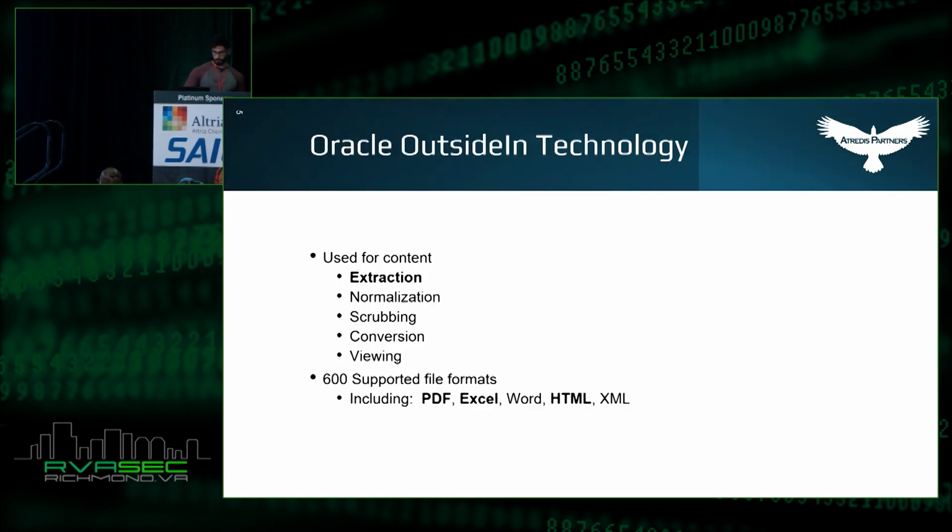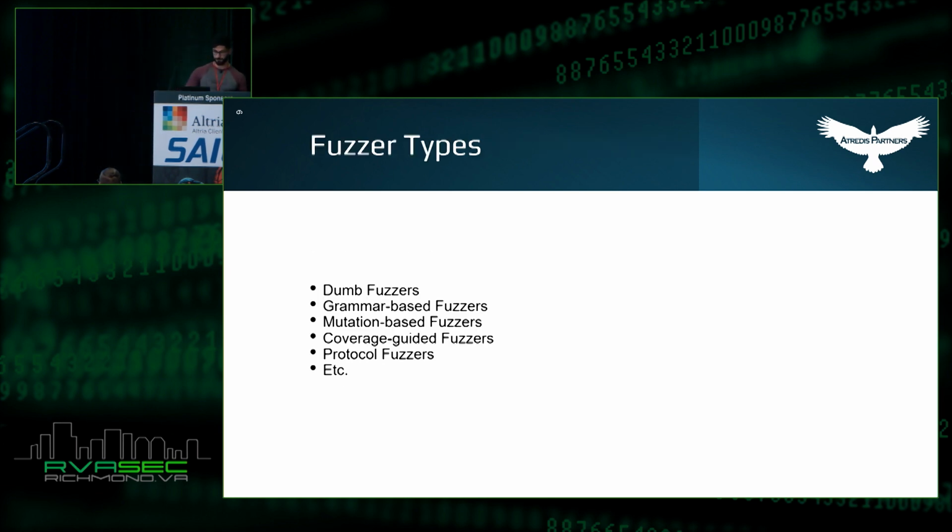A little more about Oracle Outside In. It's used for content extraction, normalization, scrubbing, conversion, and viewing. It supports over 600 file formats, so it's very complex. And these file formats include PDF, Excel, Word, HTML, and XML. The bolded ones are the ones that are going to be the focus of the research.